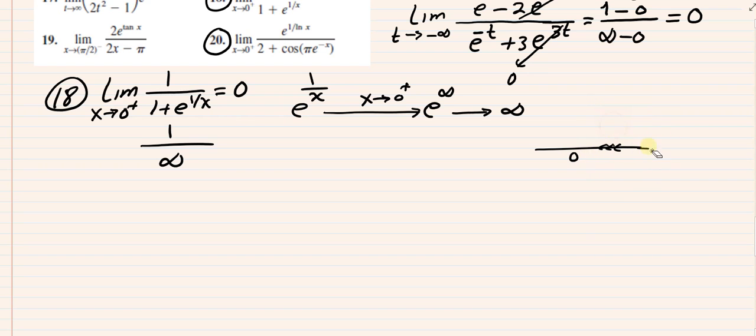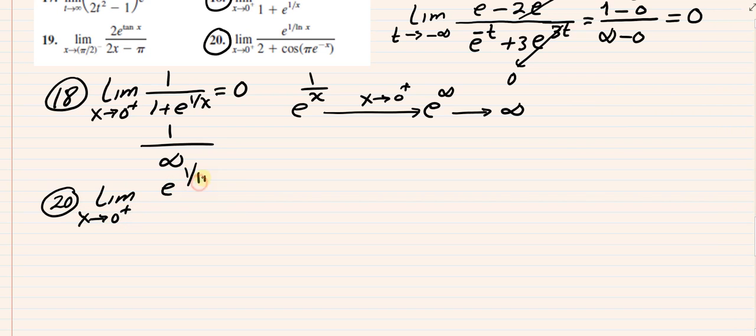Let's take a look at the next one, number 20. In number 20, we want to find again the limit as x goes to 0 from the right, just like number 18, of e to 1 over ln of x over 2 plus e to 1 over ln of x, times cosine of pi e to negative x. This time, because natural log of x at 0 is undefined, we need to approach x from the right to be in the domain of the natural log.